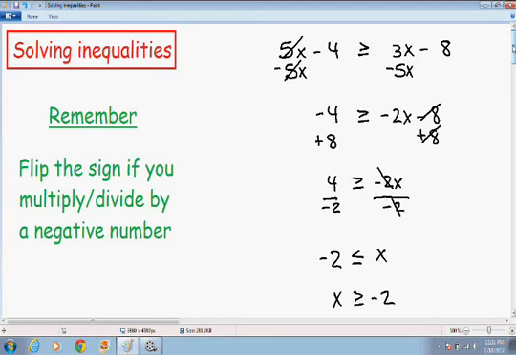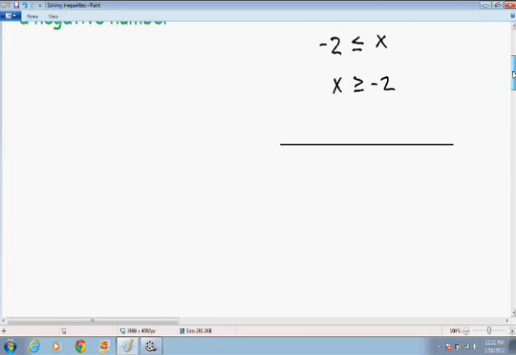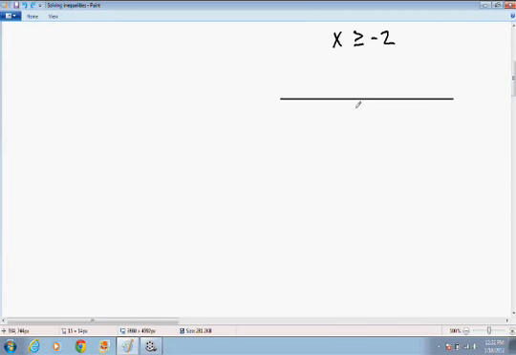So many times your textbooks also ask you to graph the inequality as well. So now I'm going to teach you how to graph x is greater than or equal to -2. And the first thing I like to do is I just like to put the number that we just solved for on the number line. So since we have a -2, I like to put the -2 on the number line.